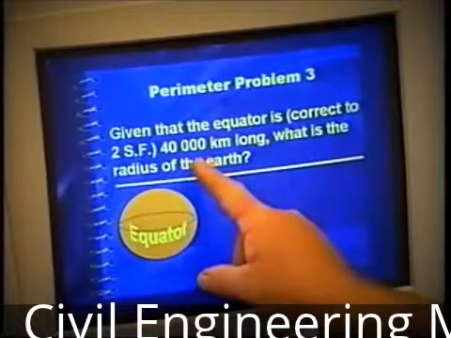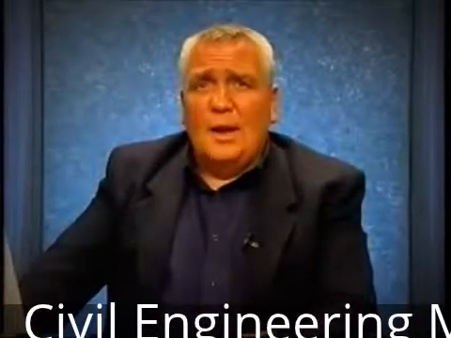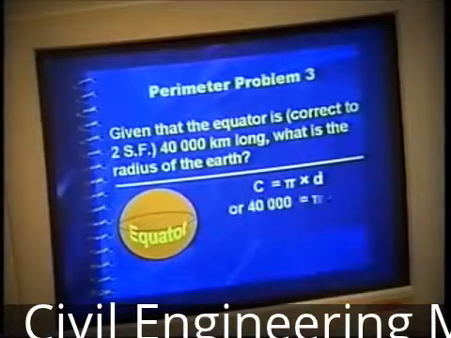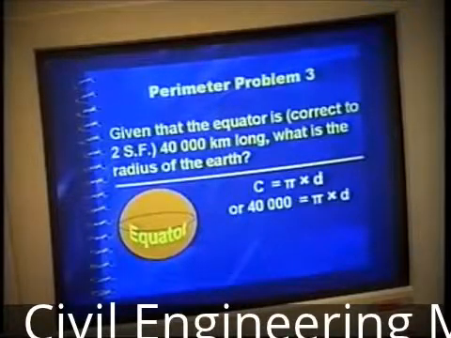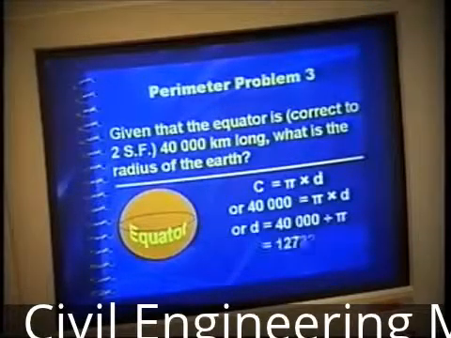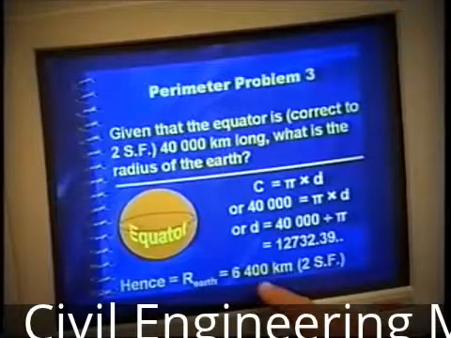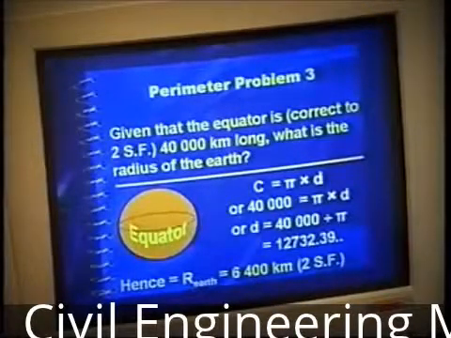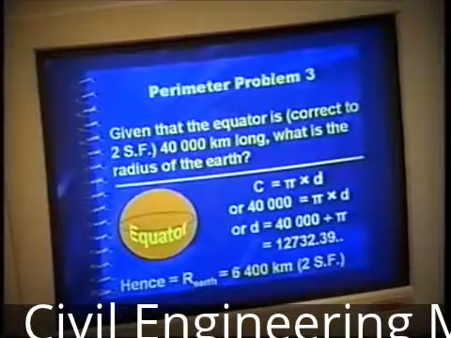Problem 3, we've got an interesting problem because not many people know that. We know that the equator is about 40,000 kilometers long. What is the radius of the Earth? In other words, if you want to dig from here to the center of the Earth, how far do you have to dig? We can work that out now using the formula. Here we go. We know that the circumference is pi times the diameter. We know that the circumference is 40,000. We can now work out what the diameter is by dividing 40,000 by pi. We get approximately 12,732. If you now halve that and round it correctly to 2 significant figures, you should get 6,400 kilometers. So that is the radius of the Earth, and that's how it is normally written, R with a little E at the bottom for Earth.